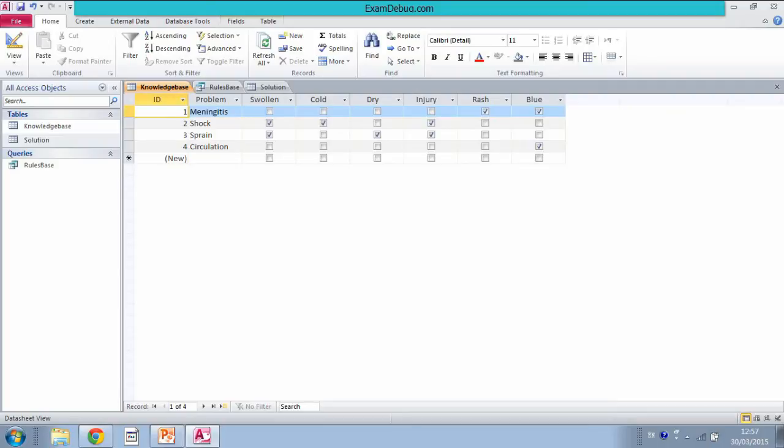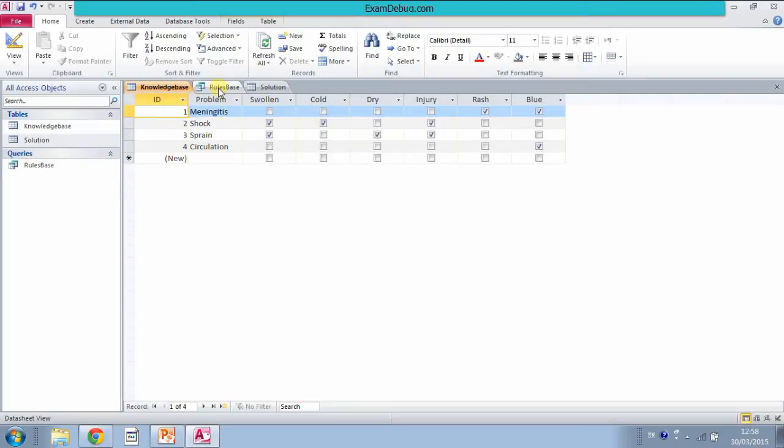So let's start with the knowledge base. I have this table here, knowledge base, and what we have to do is talk to an expert, and get information for the knowledge base and the rules base. In this case, my knowledge base is a simple database with different problems, and then I've just used yes, no, Boolean types for the corresponding symptoms. So the knowledge base is just that bare knowledge that we've taken from the experts.